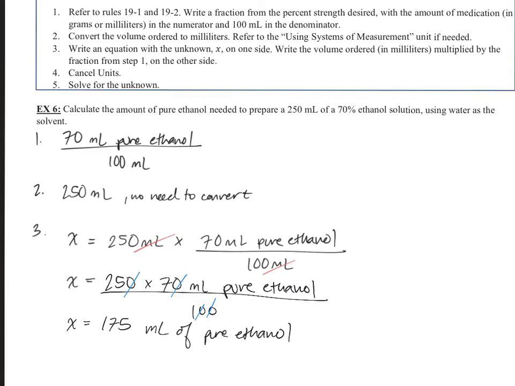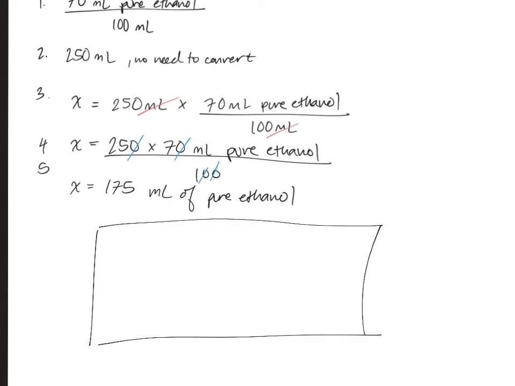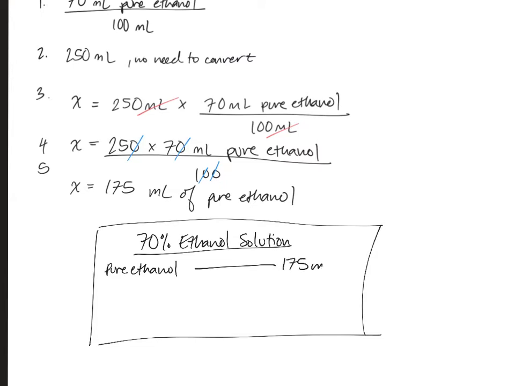Okay, in here we had step 4 and 5. And then let's go ahead and apply rule 19.3. We can go ahead and write our recipe for preparing this 70% ethanol solution. So pure ethanol, we have 175 milliliters. And then water, we have however much is needed to get to the 250 milliliters.